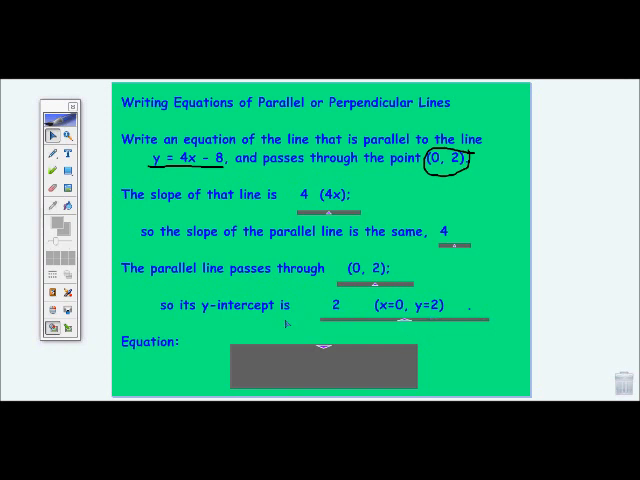Again, I have the same information as I did in the slide before. I have a slope and I have a y-intercept. So I plug those into slope-intercept form. Y equals 4x plus 2.